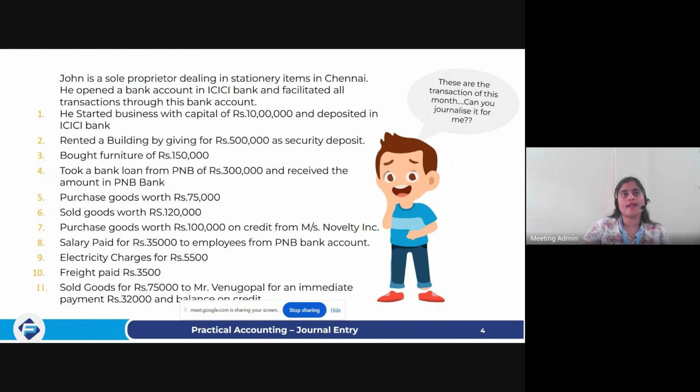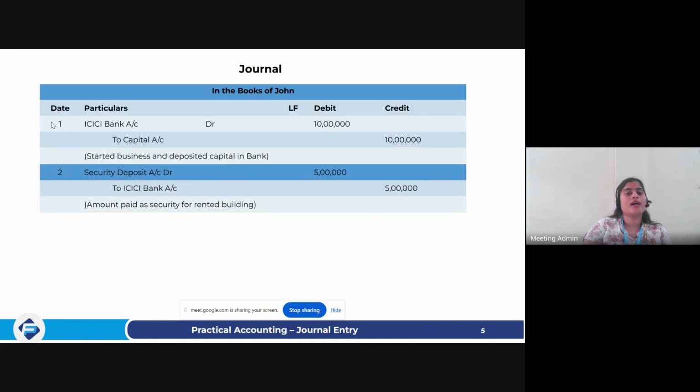Read the question, understand, and answer me. Okay. No. So security deposit account debit to which account? ICICI bank account. If they have particularly mentioned cash, you can go ahead with that, and if they mention credit, you can go ahead with credit. If they didn't mention anything, you can just follow the ICICI bank account itself. Is that clear?